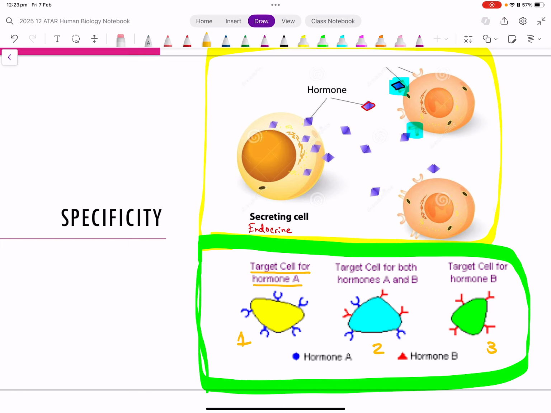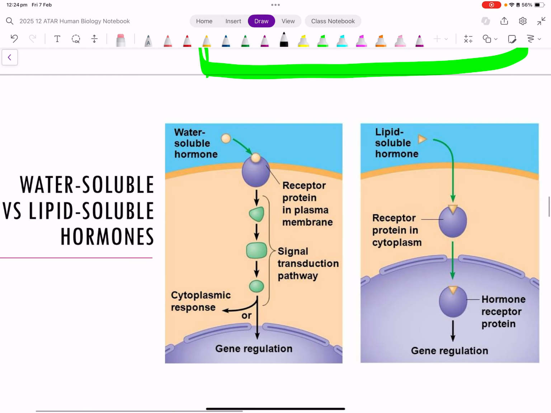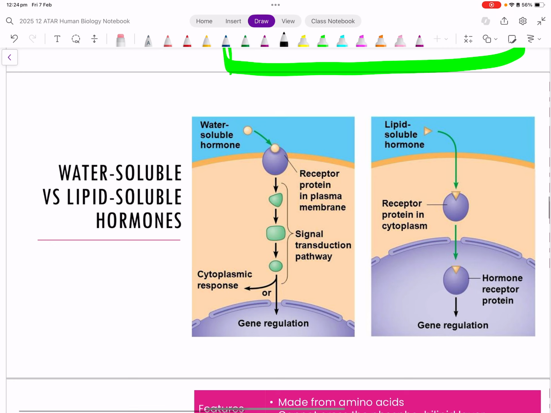The unique one, and the one that we're really interested in right now though, is target cell 2. Target cell 2 has receptors for both hormone B and hormone A, and so it can be affected by more than one hormone. But again, these hormones must have a particular receptor, a complementary receptor on the surface of the cell. Now, when we talk about hormones, they work in two particular different ways.